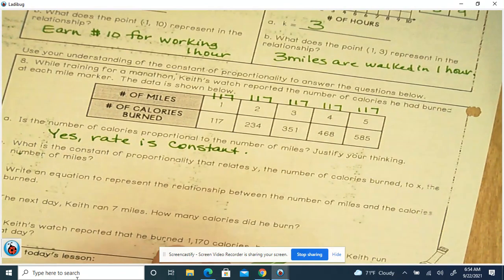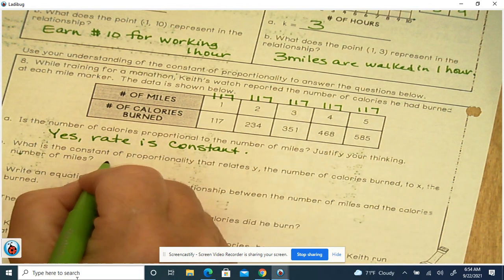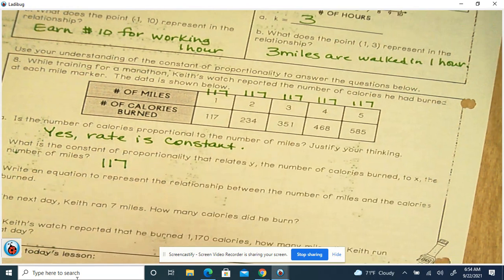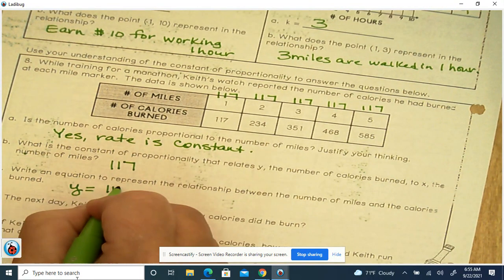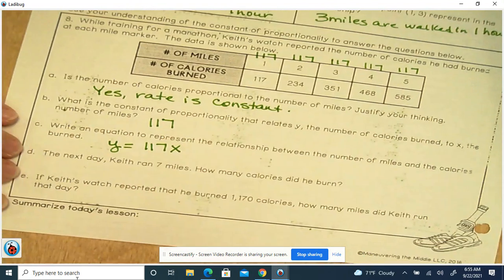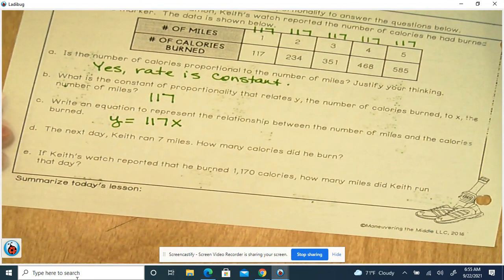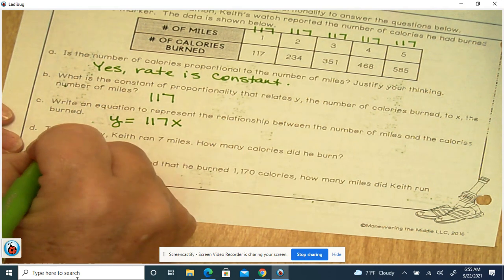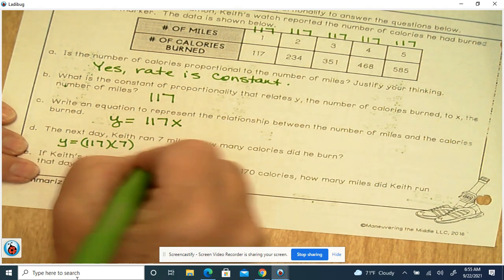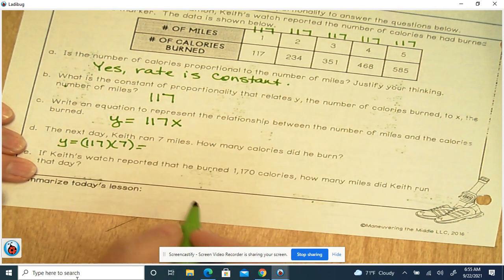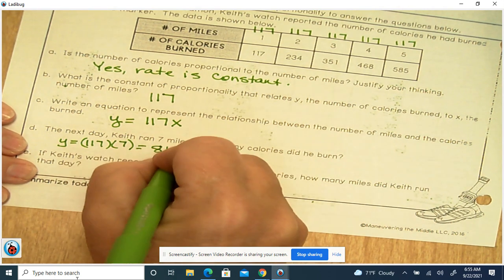What is the constant of proportionality that relates y, the number of calories burned, to x, the number of miles? That's 117. That's the constant. That's the k from the other side. So our equation would be y equals 117x. And the next day, Keith ran 7 miles. How many calories did he burn? So if we say y equals 117 times the 7, he burned 819 calories.